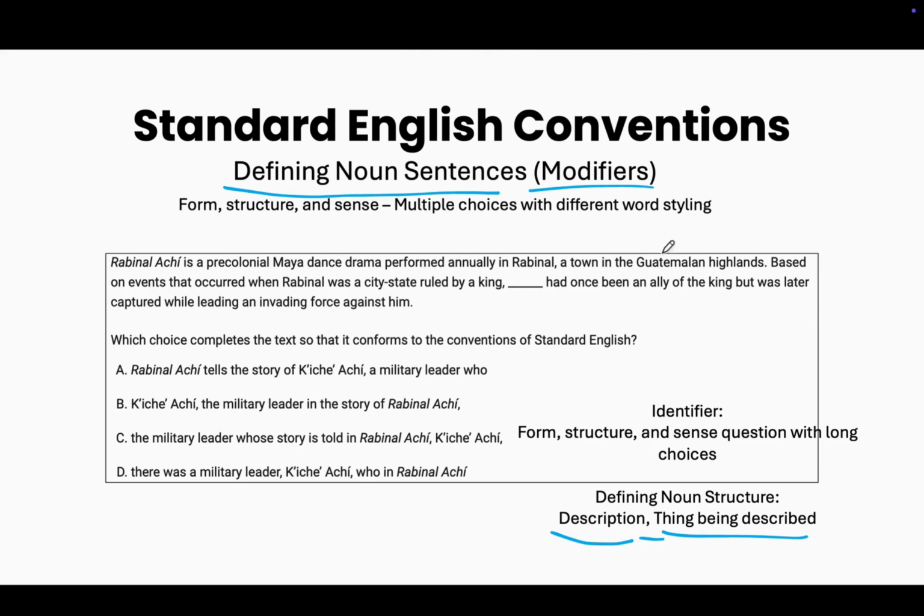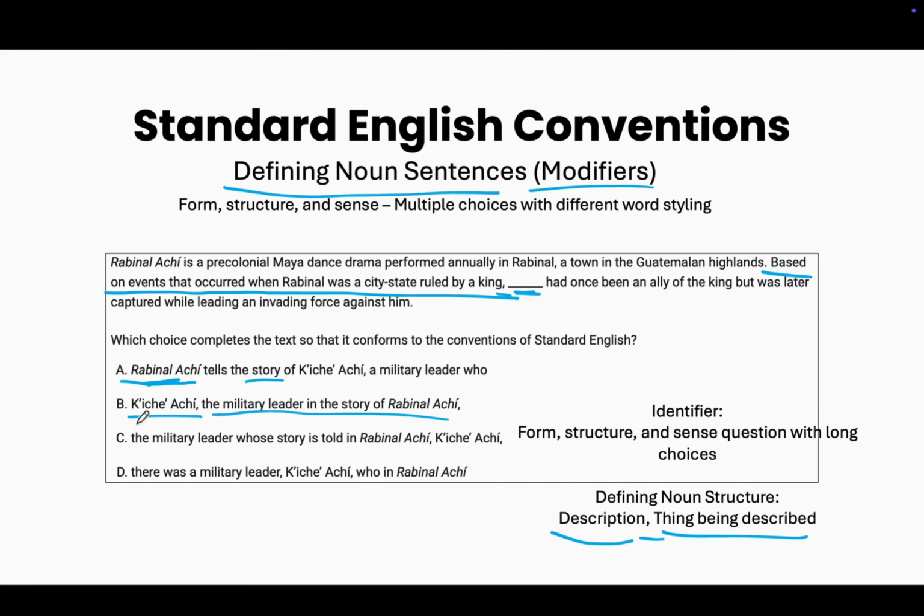Here's an example. Based on events that occurred when Rabanal was a city-state ruled by a king. Okay, so after that comma, we need the thing being described. Let's check the choices. Choice A: Rabban al-Achi tells a story of Akichi Achi, a military leader who... This works. Why? Because the description is about events, and immediately after we have the noun Rabban al-Achi, which tells a story.